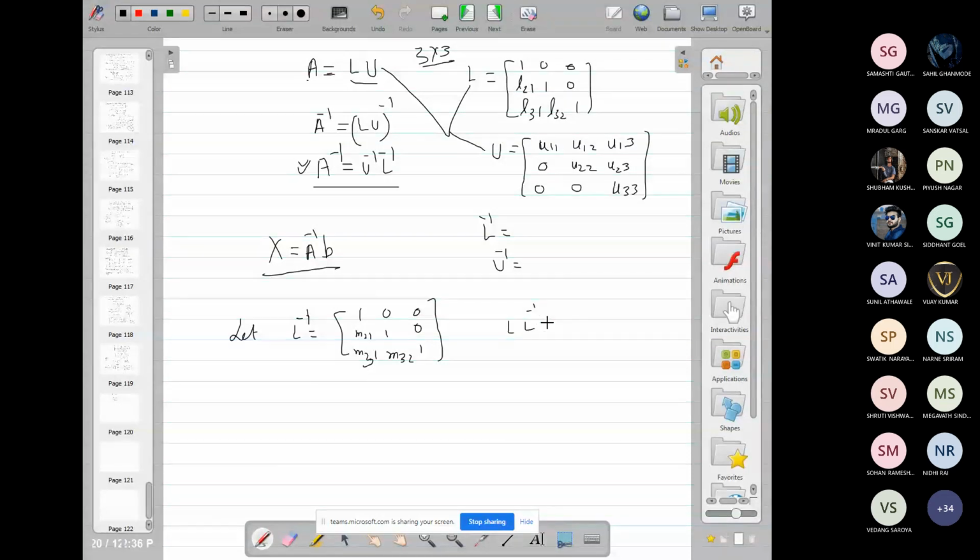Then we also know that L into L inverse is equal to I. So using this, we take L inverse as this, and L is known here. So then multiplying L and L inverse gives the identity matrix. Then solve the system of equations, and we easily obtain L inverse. And similarly for U also, U into U inverse is equal to I.